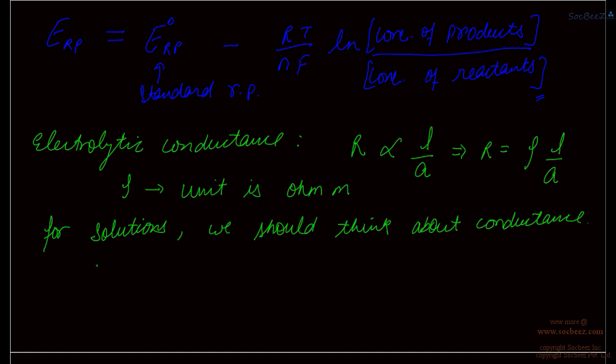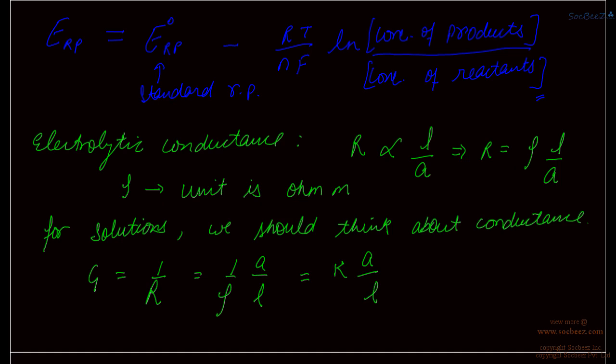Okay, so conductance is denoted by G. It is nothing but the reciprocal of resistance. G equals 1 upon R. So from here it becomes 1 upon rho into A upon L. 1 upon rho is called conductivity. Since rho is resistivity, the reciprocal of resistivity is known as conductivity, denoted by kappa.